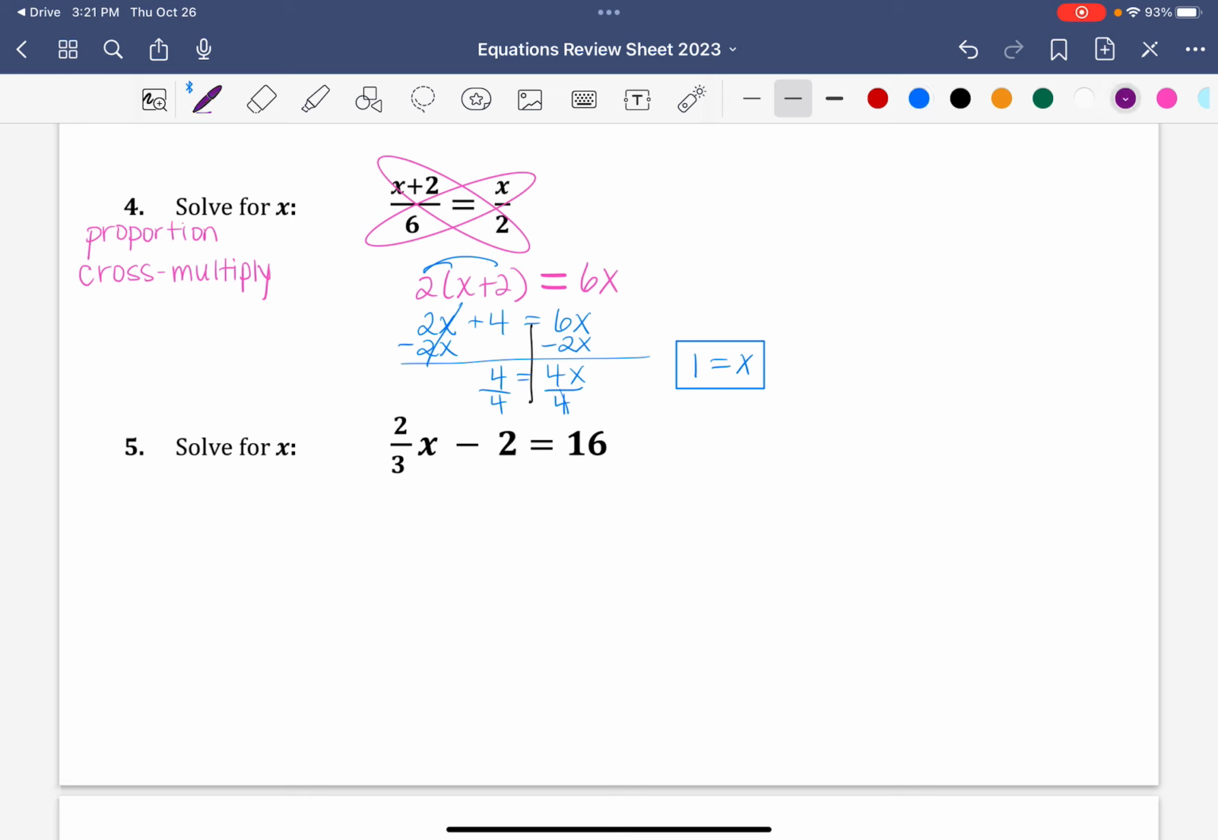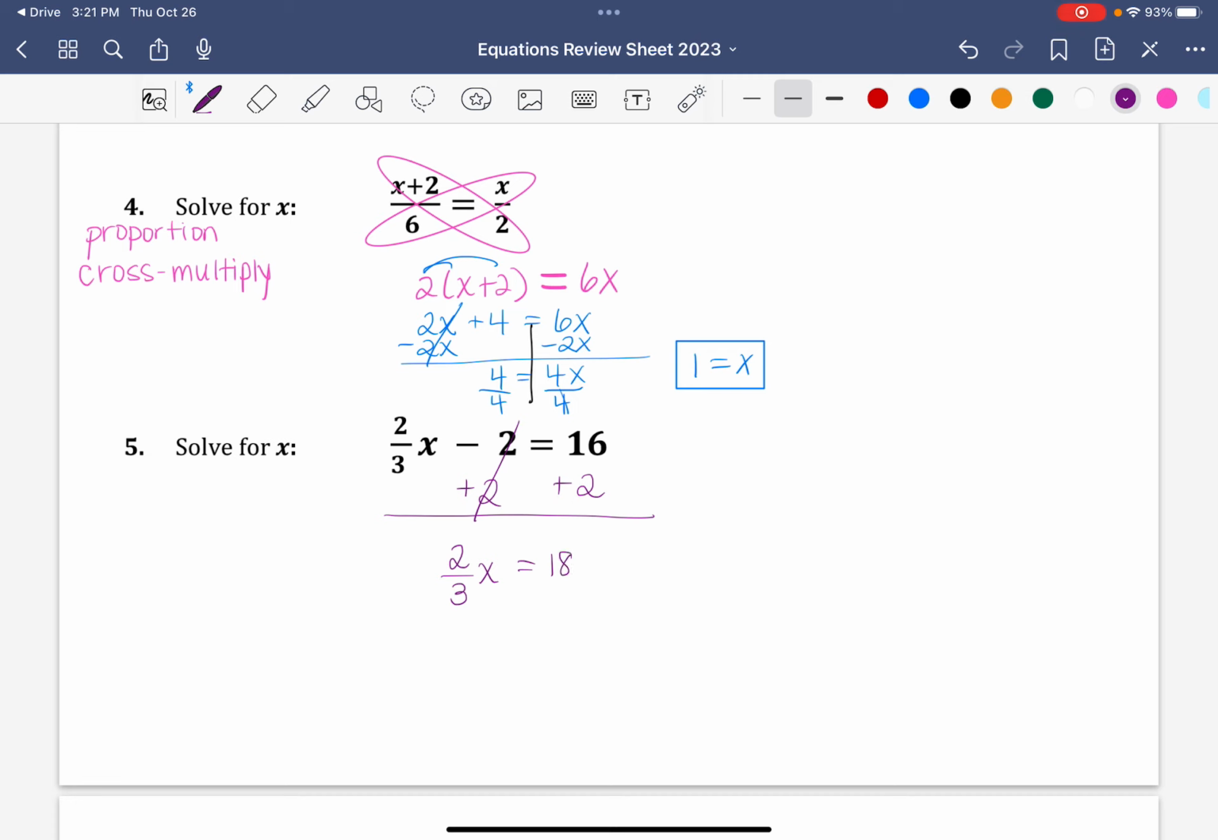Right, number 5 is a little bit different. It's actually a little less work, I feel like, because the only fraction that we have is the coefficient. So I still want to get my x's by themselves, so I have to get rid of this minus 2. So I'm going to say plus 2 and plus 2. And now I have 2 over 3x equals 18.